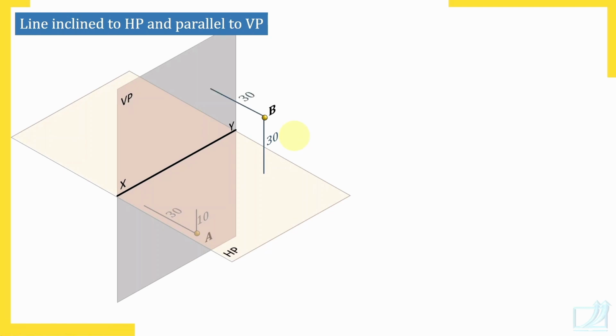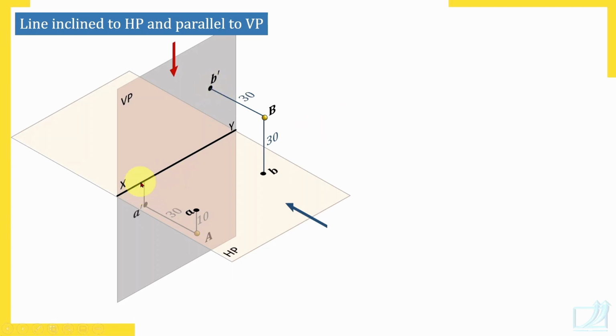Now when you watch from top, you will get top view of point A on HP this way, and here you will get top view of point B. Similarly, when you watch from front view of point A exactly behind point A on VP, here it is A dash, or projection of point A on VP, that is front view, and projection of point B on VP, that is B dash.